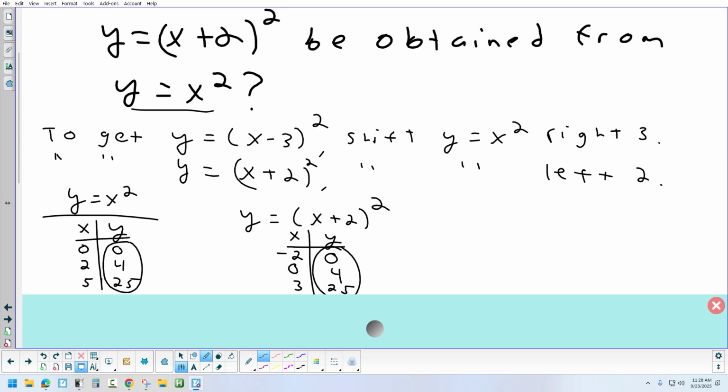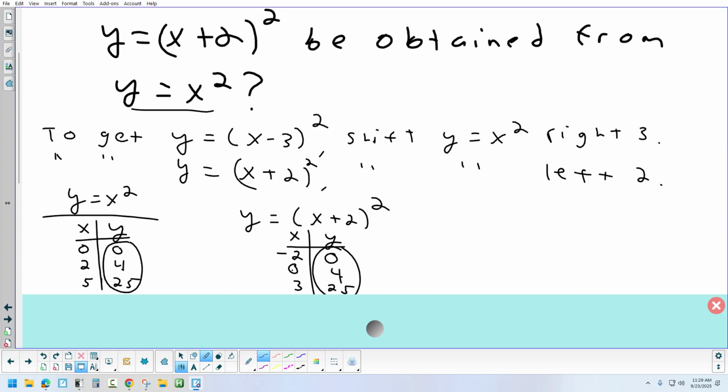Minus 2. Now think about a number line. If you minus 2 from the x value, what direction does that move you? To the left. Look at this one. These each have the same y value. This one was a 2, this one was a 0. How do you get from 2 to 0? Subtract 2. That moves you 2 to the left.